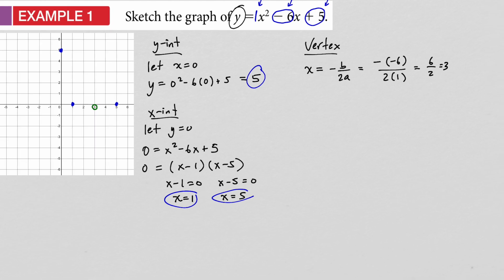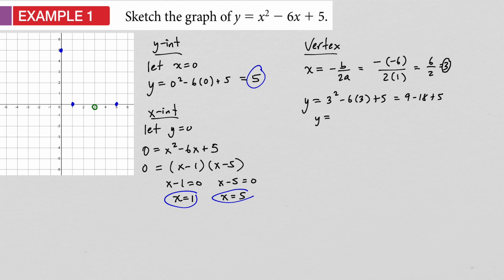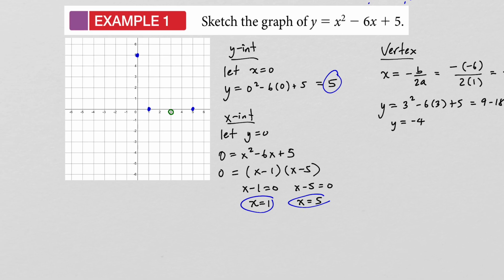Okay, now how about the y-coordinate for the vertex? Well, to get the y-coordinate, you simply take the x-coordinate, which is 3, and you plug it into your equation here. So if I plug in x equals 3 there, we get 3 squared minus 6 times 3 plus 5. This is equal to 9 minus 18 plus 5, which gives us y is equal to negative 4. So the vertex occurs at x equals 3, y equals negative 4.